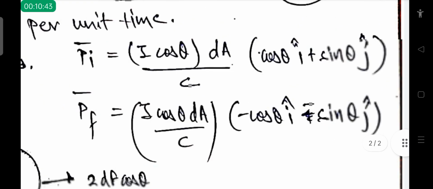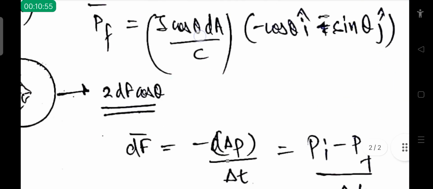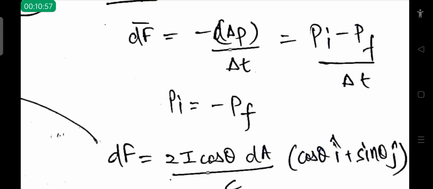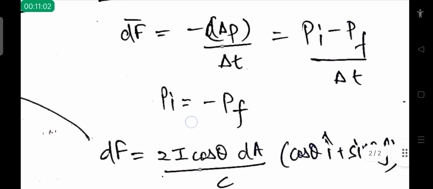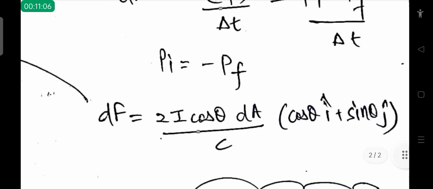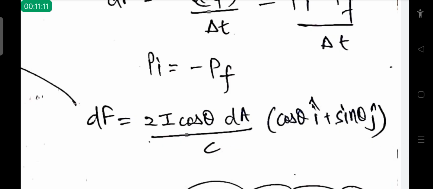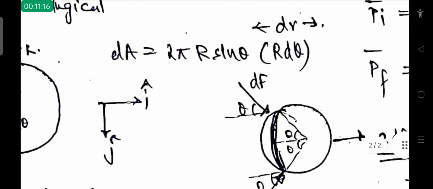Now from these two observations, if you observe this momentum and this momentum, pi is equal to the negative of pf. If we take out the negative sign from here, pi is negative of pf. So if we substitute this here, we will get dF is equal to 2 pi by delta t. So this is 2 I cos theta dA by c times cos theta i cap plus sin theta j cap, and it is correct because I chose a sign convention like this.